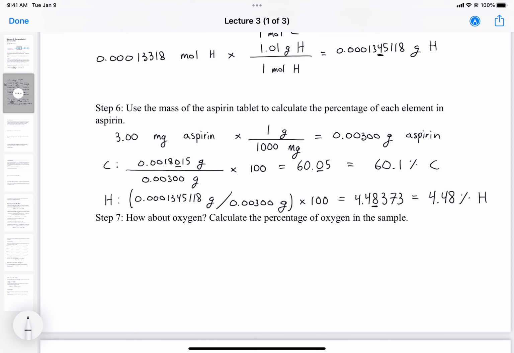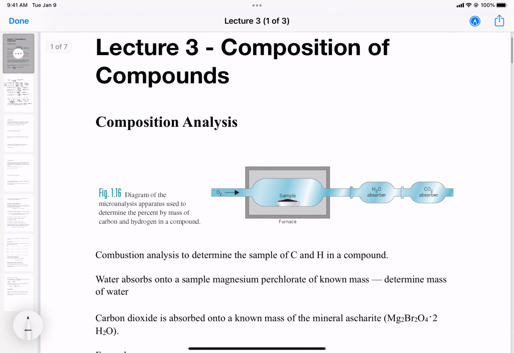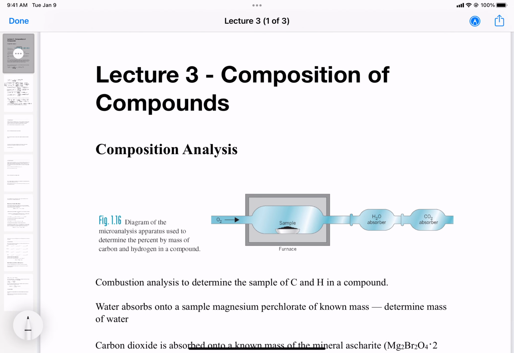The reason we can't calculate it directly is because when we're combusting our sample, there's an excess of oxygen gas. So if we look again at our picture, you see here there's O2 gas coming to our sample. So that's not the limiting reagent. The flow of oxygen gas in the furnace is going to be our excess reagent. So we can't really find out how much oxygen is in the sample directly using either H2O or CO2. We actually have to do it in a different way.